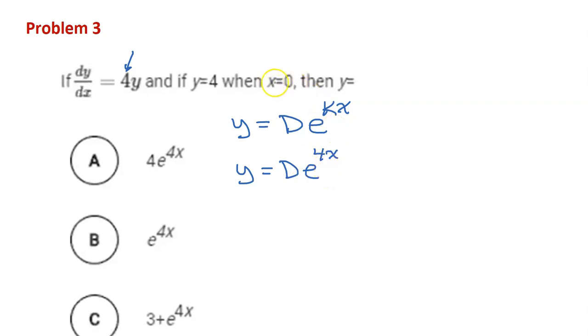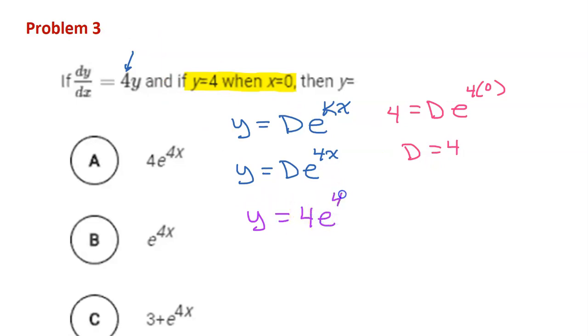So let's use the initial condition to solve for d. Y equals 4 when x is 0. So we have 4 is equal to d times e to the 4 times 0. E to the 0 power is 1, so that tells us that d is equal to 4. So the equation then becomes y is equal to 4 times e to the 4x. So that is option A. Kabam!